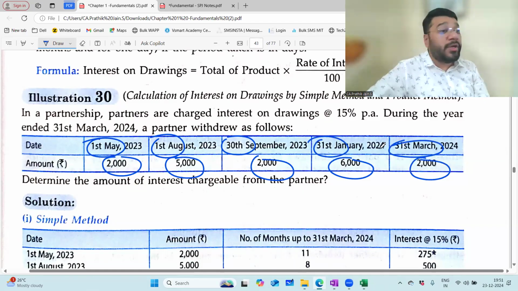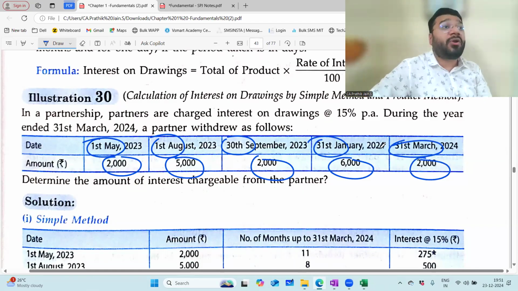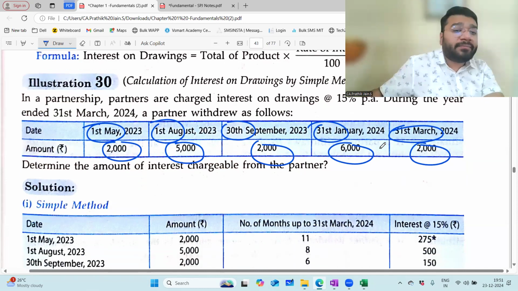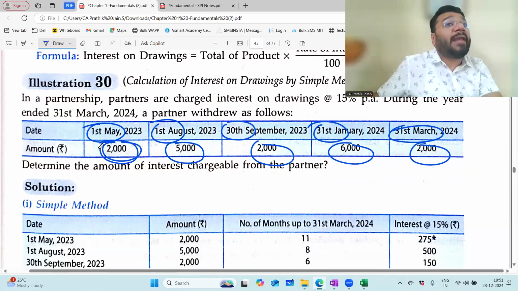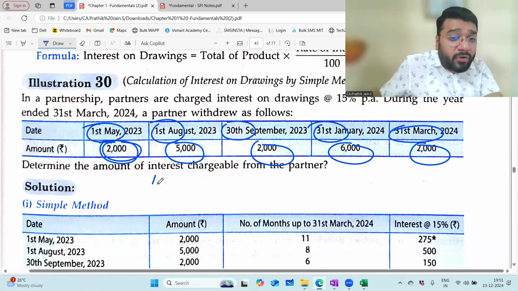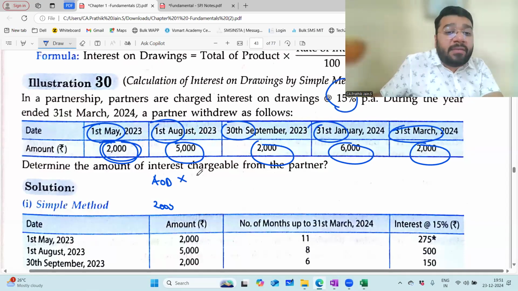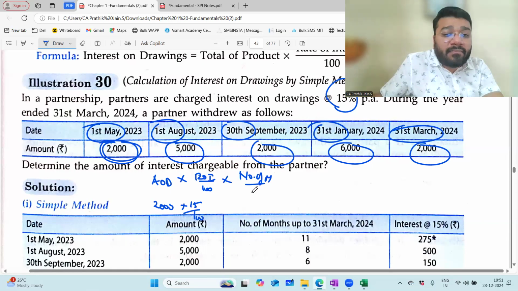In the simple method, if you are going to calculate this, you have to calculate the interest on drawing for every single drawing independently. What is the formula for that? So for this 2,000 rupees, you have to calculate separately. Amount of drawing, how much is it? 2,000, into rate of interest, 15%. Rate of interest by 100, which is 15 by 100, into number of months by 12.